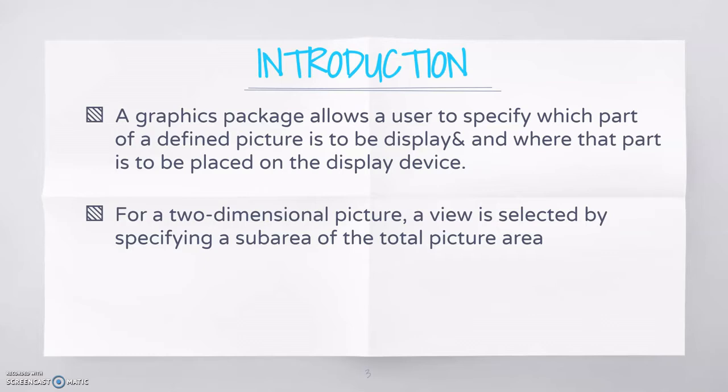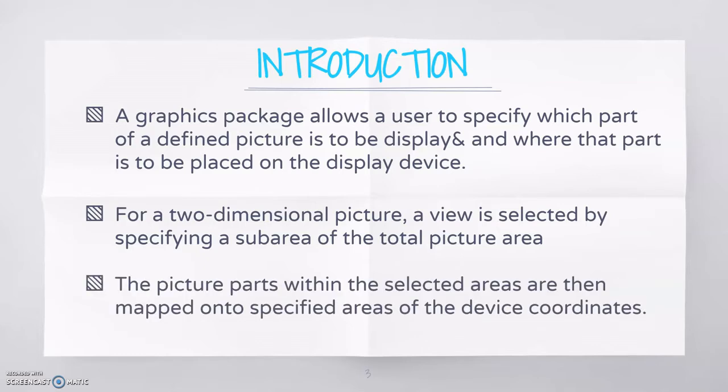A user can select a single area for display, or several areas could be selected for simultaneous display or for an animated sequence across a scene. The picture parts within the selected areas are then mapped onto specified areas of the device coordinates. When multiple view areas are selected, these areas can be placed in separate display locations, or some areas could be inserted into other larger display areas.